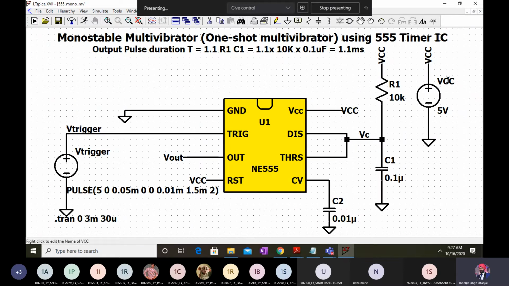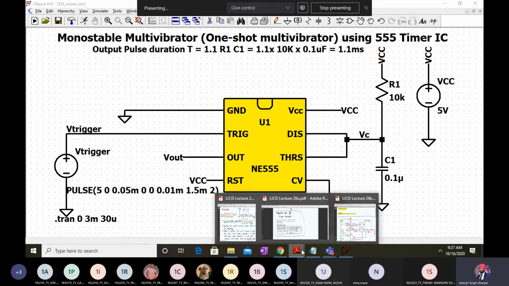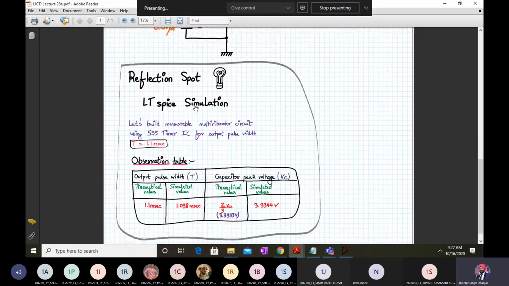So the 555 timer is powered with a plus 5 volt supply, which is applied over here, at pin number 8. Here pin number 1 is ground, 2 is trigger. So the trigger pulse we are applying in such a manner that, let me go back to the circuit diagram.